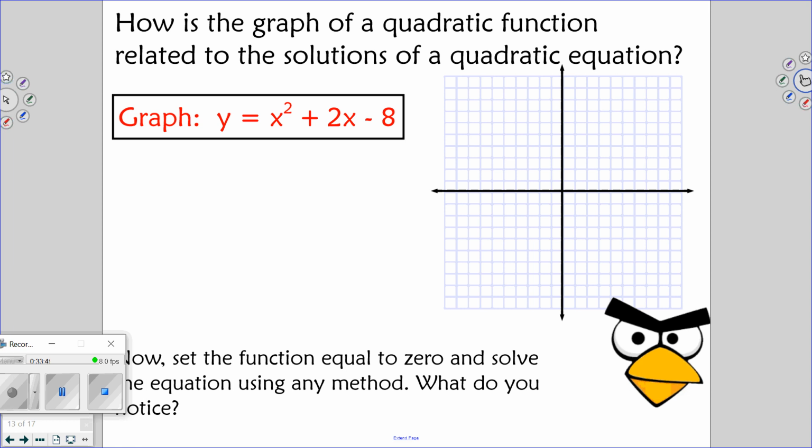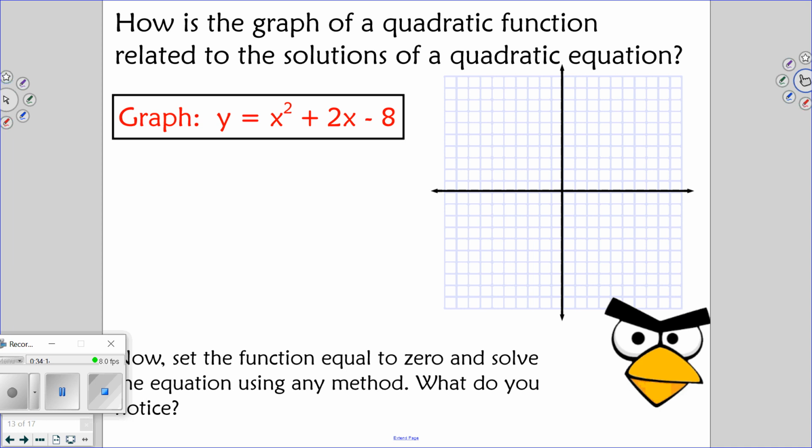All right, guys. So now we're going to look at how the graph is related to the solutions, or related to the answers, right? Because last chapter, our whole focus was, how do I solve these? That was the entire focus the entire time, right? We had 4 different methods to solve. So how is the graphing related to all of my answers? So first, let's graph it, and then we'll go from there.